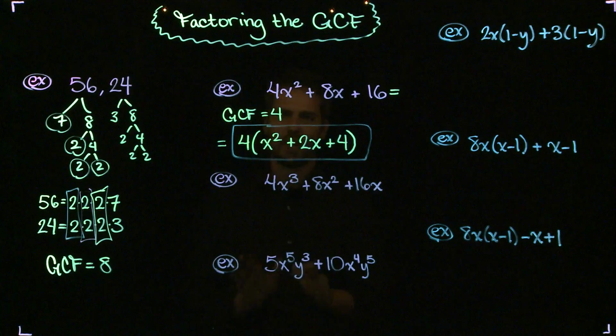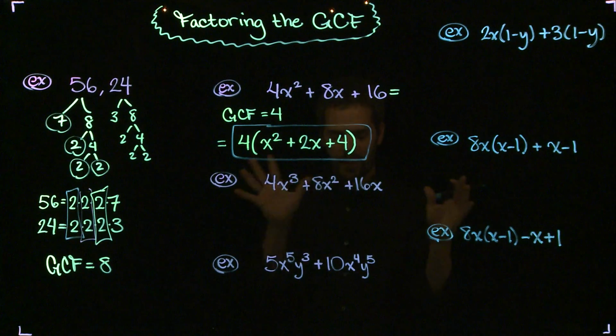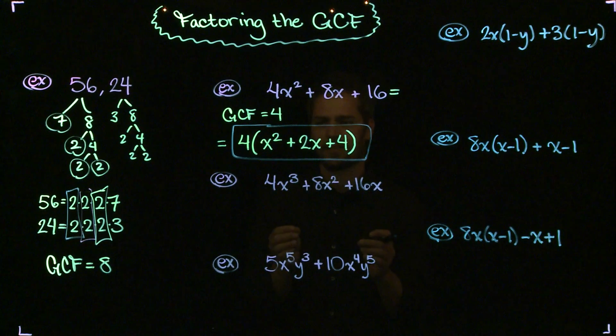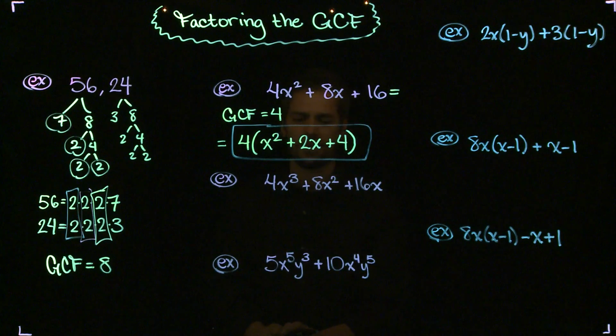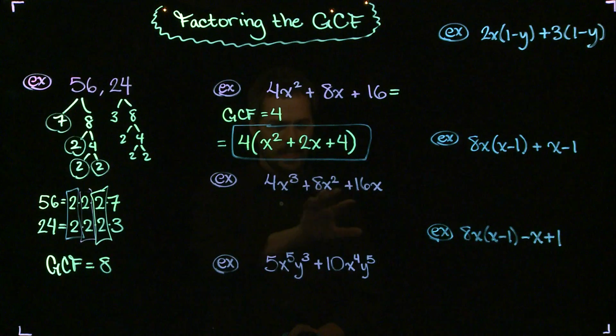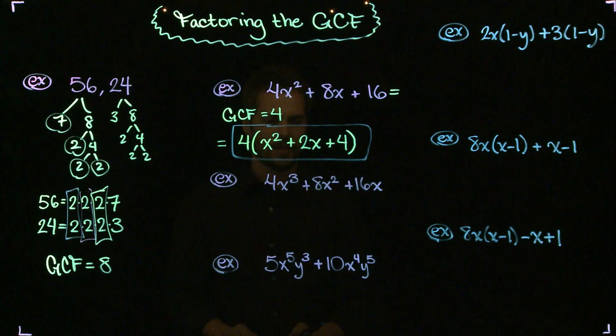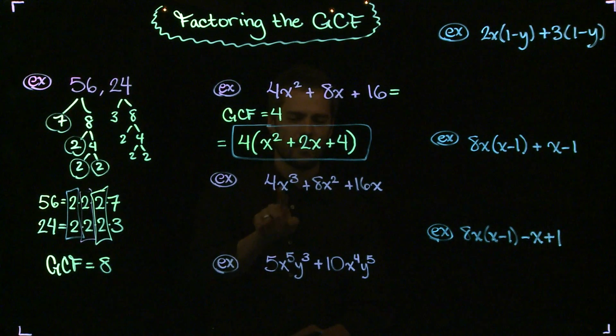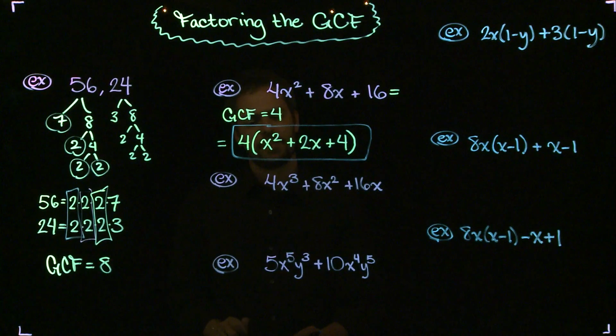The greatest common factor is integral to any factoring process, and you should always take out the greatest common factor first. So let's take a look at this guy and ask ourselves again, what is the greatest common factor? Well, the numbers look the same. We've got a 4, 8, and a 16. So we know that 4 is the greatest common factor.